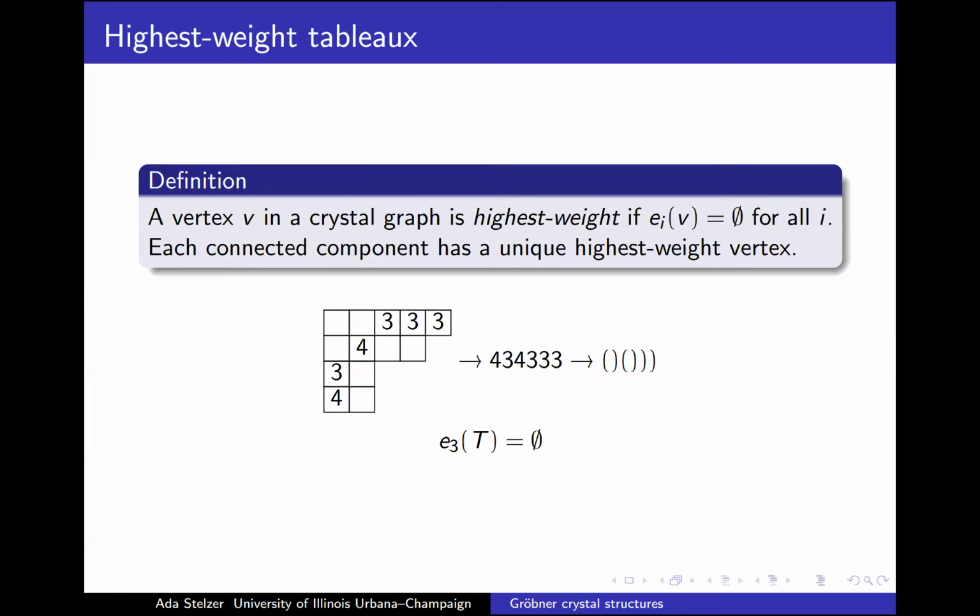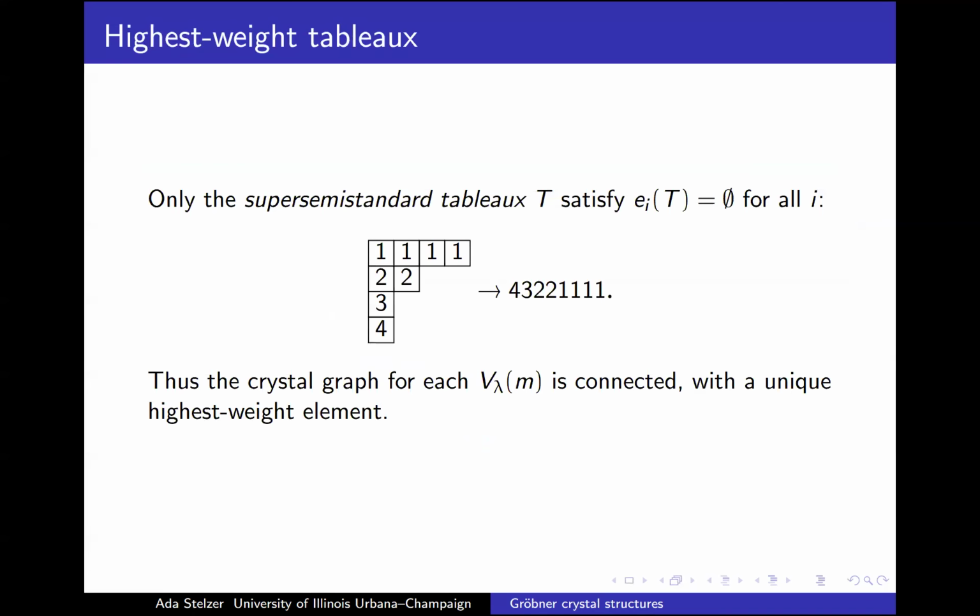And every connected component of a crystal graph has a unique highest weight vertex. This is good news for combinatorialists because it gives you a way to identify the whole connected component of the crystal graph just by looking at a single basis vector. So in our tableau crystal graphs, we can explicitly identify the highest weight vectors. They're the super semi-standard, or Yamanouchi, tableaux that have all ones in the first row, all twos in the second row, all threes in the third row, and so on.